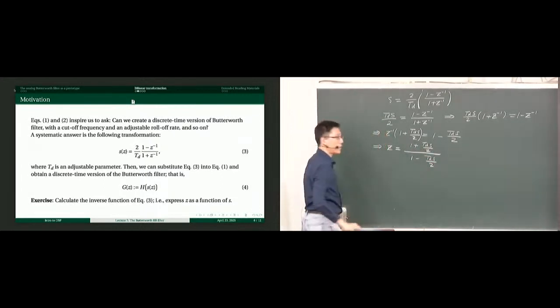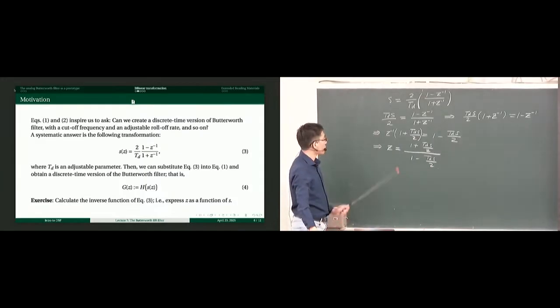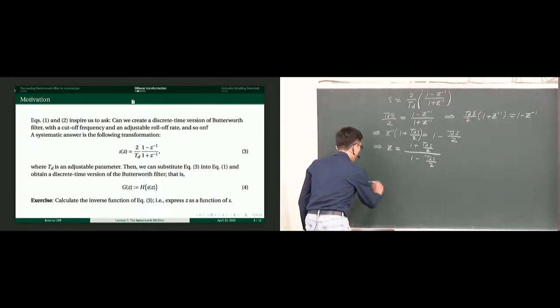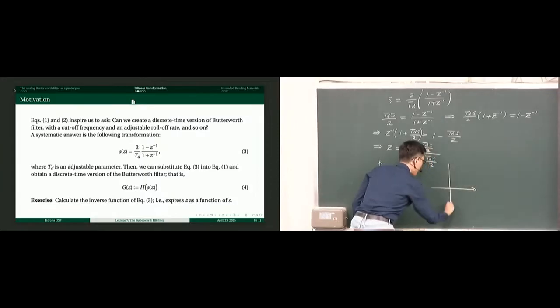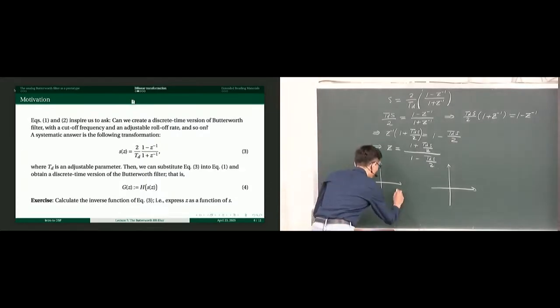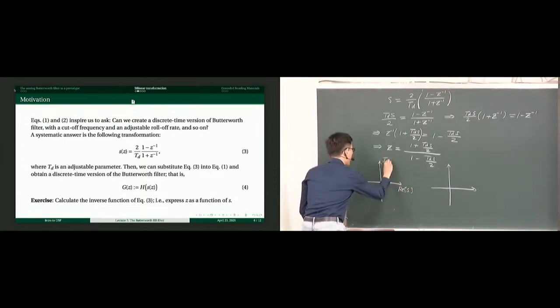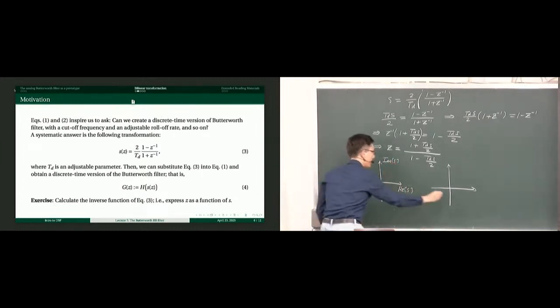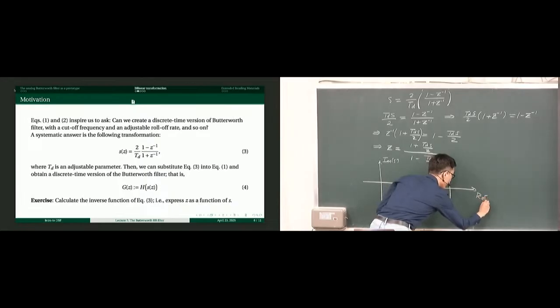So here is just a nice little quick exercise. We can also express Z as a function of S. In general, bilinear transformation is a mapping from S domain to Z domain. And since the inverse function has been written out, we have found the inverse transformation. So this is basically a one-to-one mapping between the S-plane, real S, imaginary S, between S domain and Z domain.